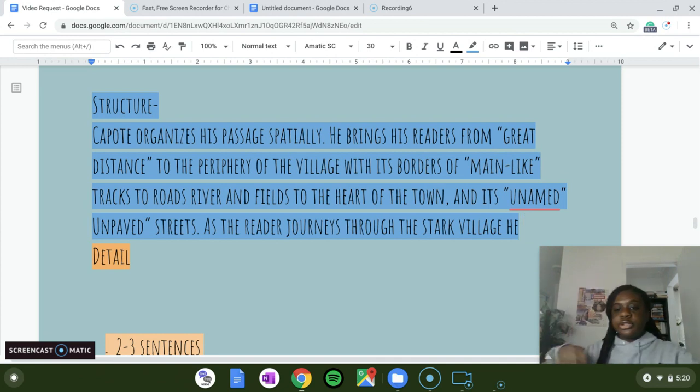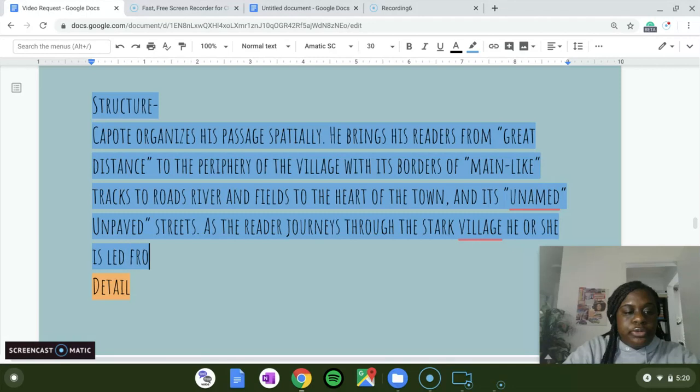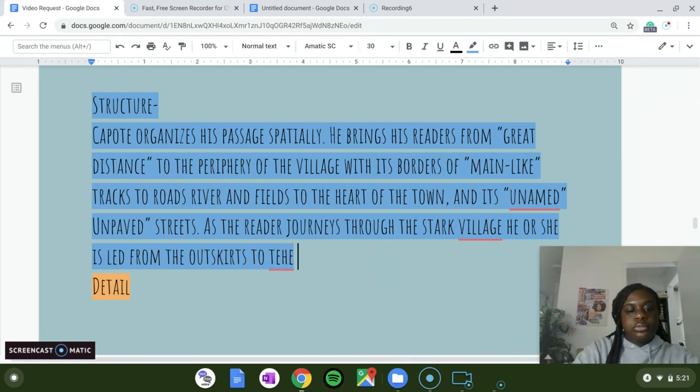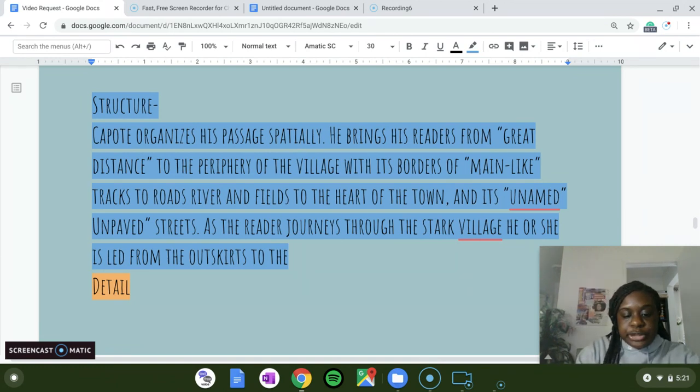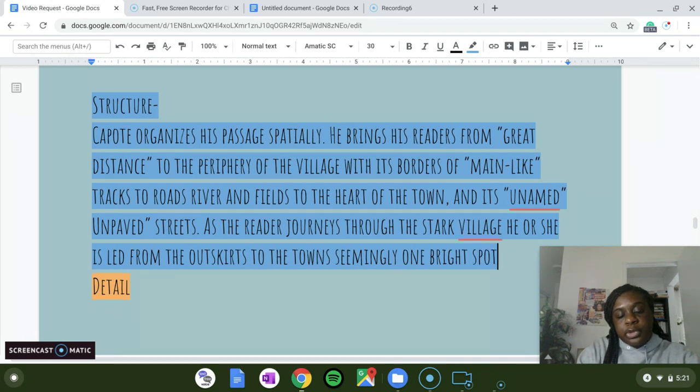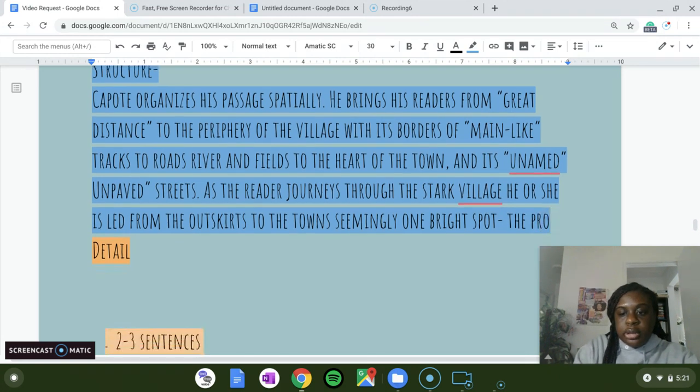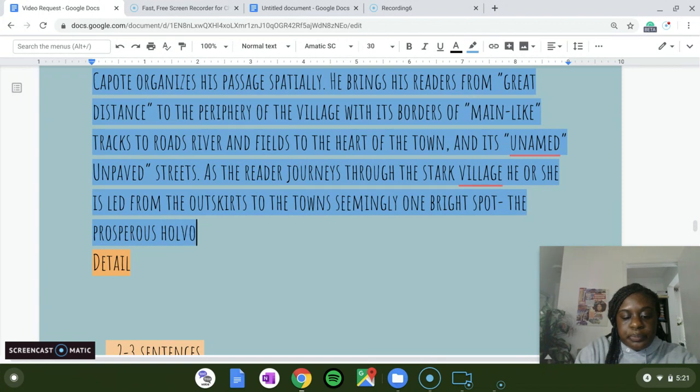He or she is led eventually from the outskirts to the epicenter, to the town's seemingly one bright spot, the prosperous Holcomb School. So they're naming the bright spot, and that is the prosperous Holcomb School.